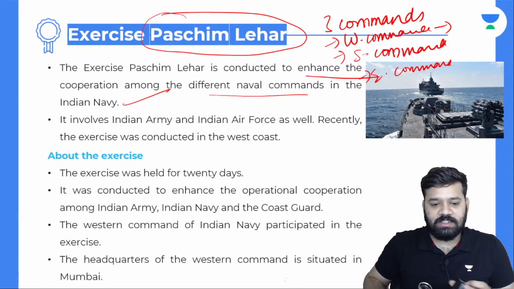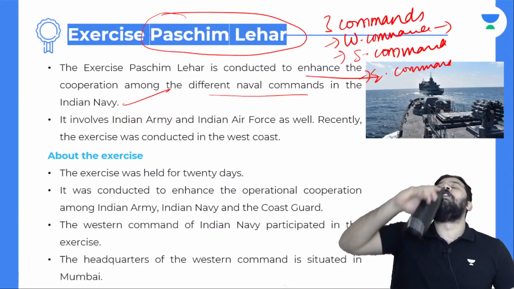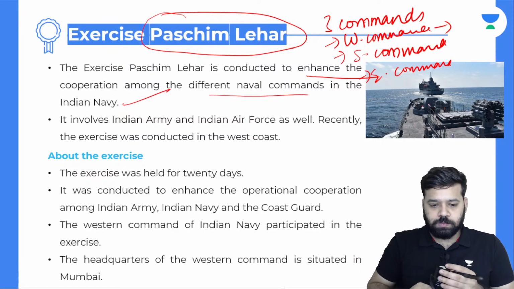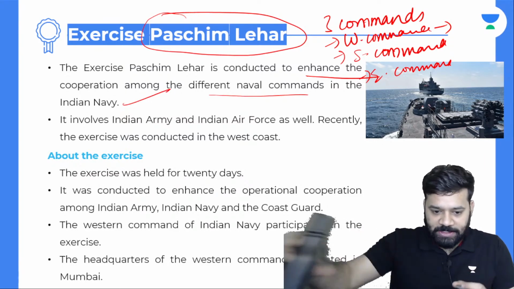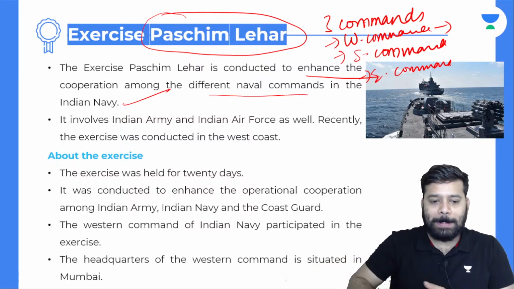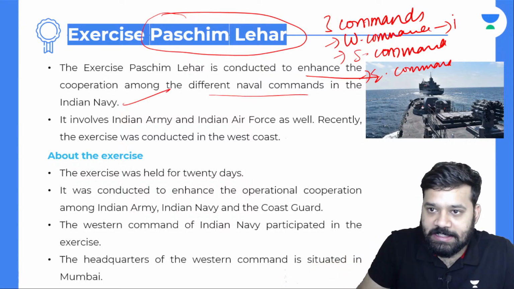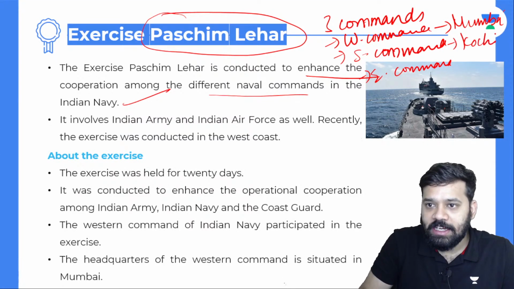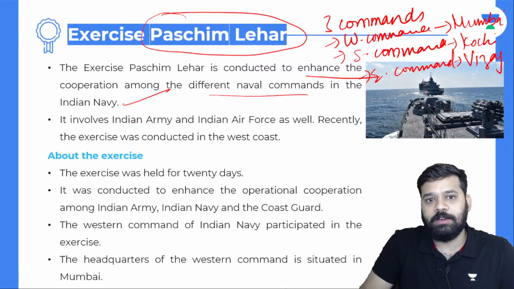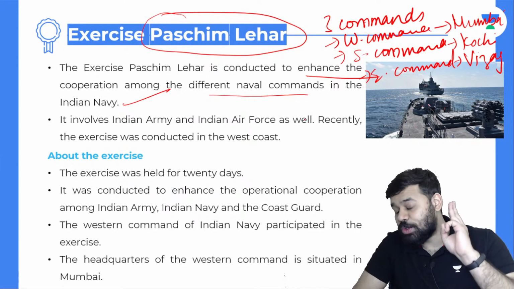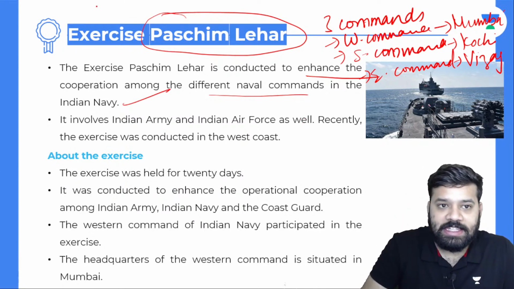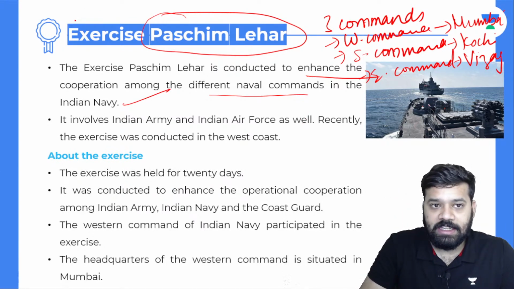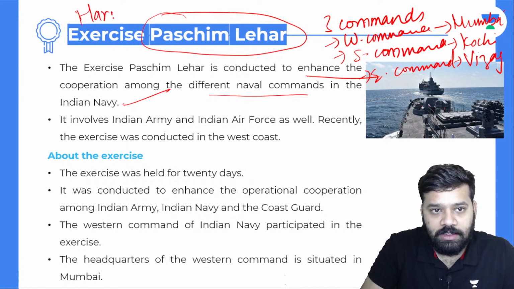So where is the headquarters of Western Command? Yes, headquarters of Western Command is in Mumbai. Headquarters of Southern Command is in Kochi, and headquarters of Eastern Command is in Vizag or Visakhapatnam. The Navy has only 3 commands, and who is the Chief of Indian Navy? Chief of Indian Navy is Hari Kumar, the present chief.